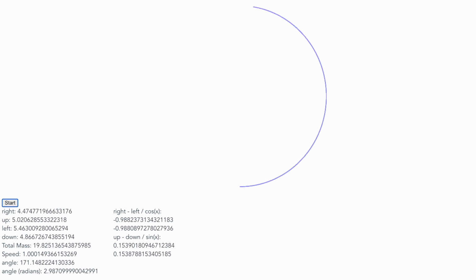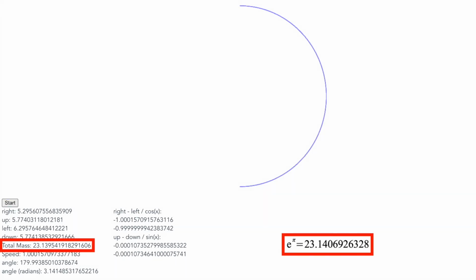You can see yourself that when the direction of movement is reversed, the total mass spent appears to be equal to e to the power of pi, which equals approximately 23.14.